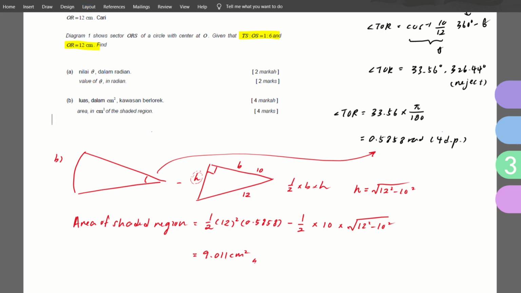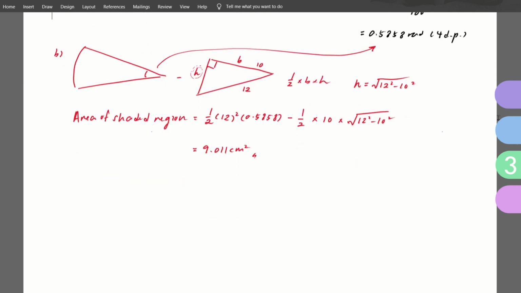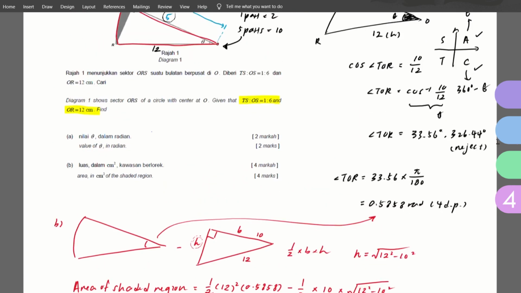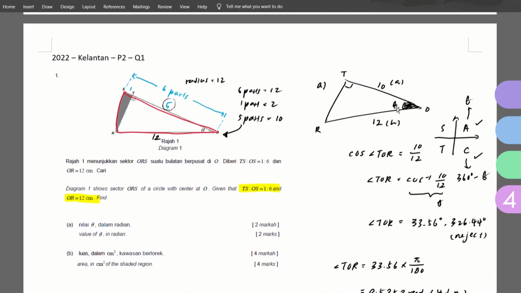And we have completed this question. So the take home point for this video is to use trigonometry to find lengths and angles. So you can see that in part A, when we find the angle, we use ASTC to figure it out.